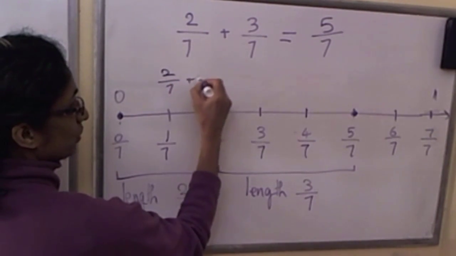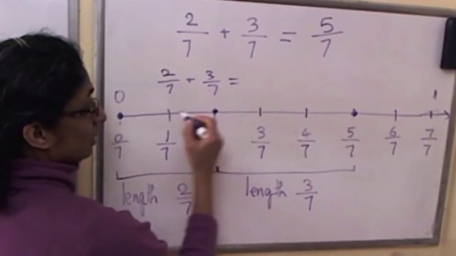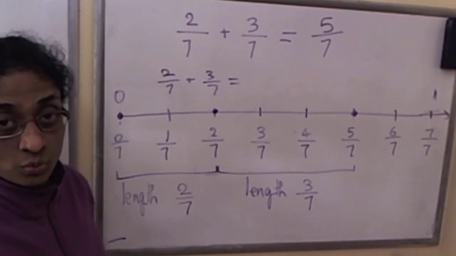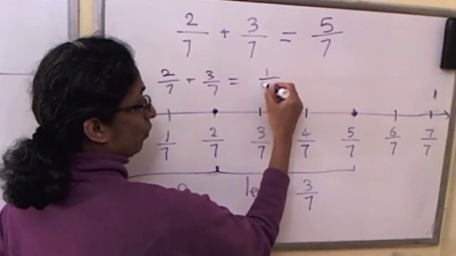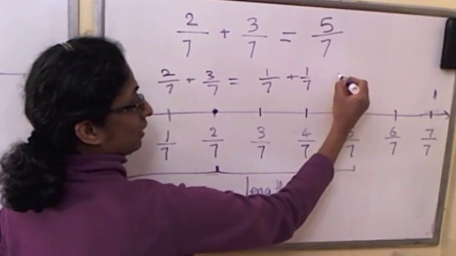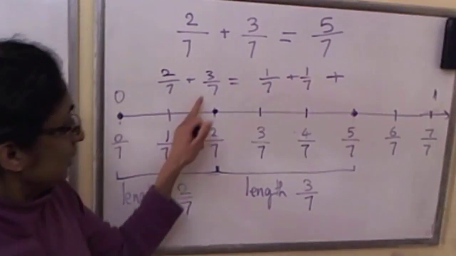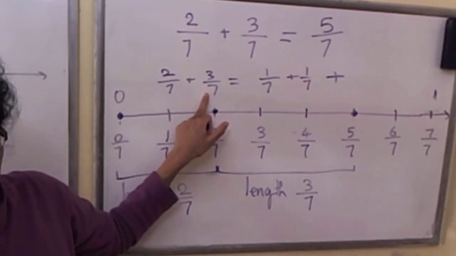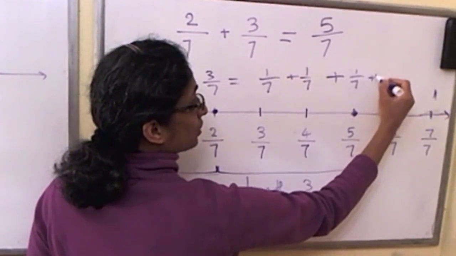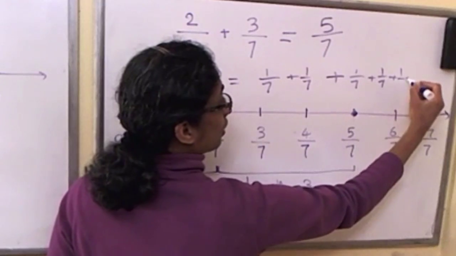What is 2/7? 2/7 is really 2 copies of 1/7. So 1/7 plus 1/7, that's your 2/7. And we add to it 3/7. 3/7 is really 3 copies of 1/7: 1/7 plus 1/7 plus 1/7.